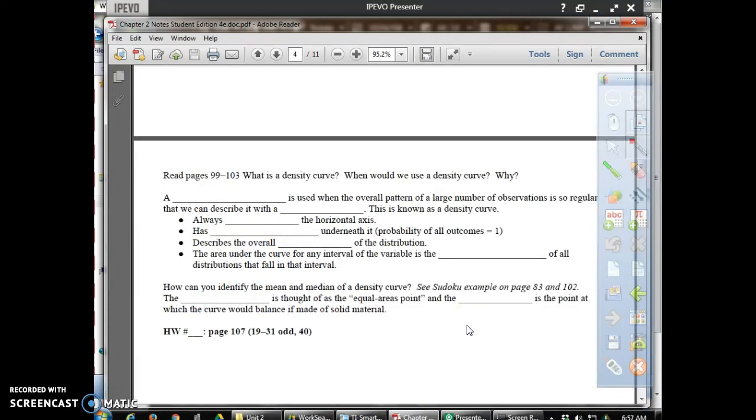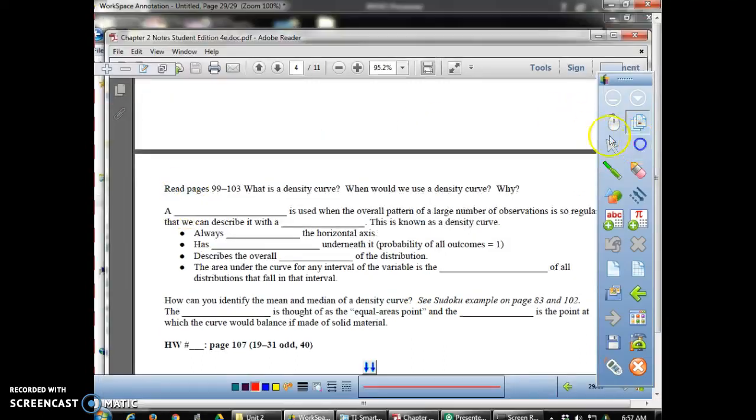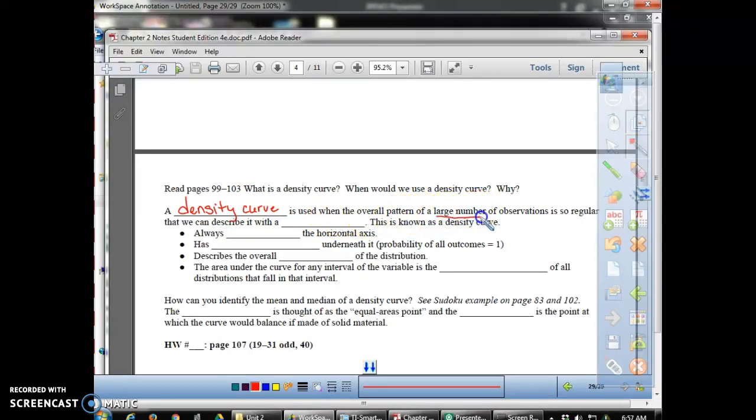So a density curve is used when the overall pattern of a large number of observations is so regular that it can be described with a smooth curve. So let's write all that in. A density curve is used when the overall pattern of a large number of observations is so regular that we can describe it with a smooth curve, and this is known as the density curve.